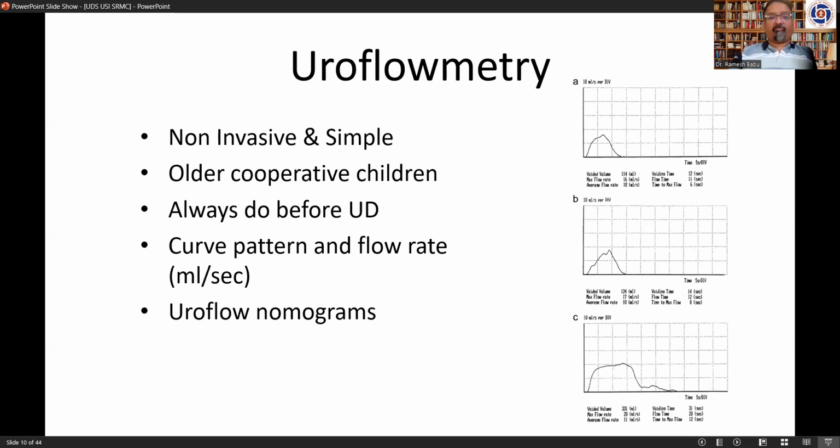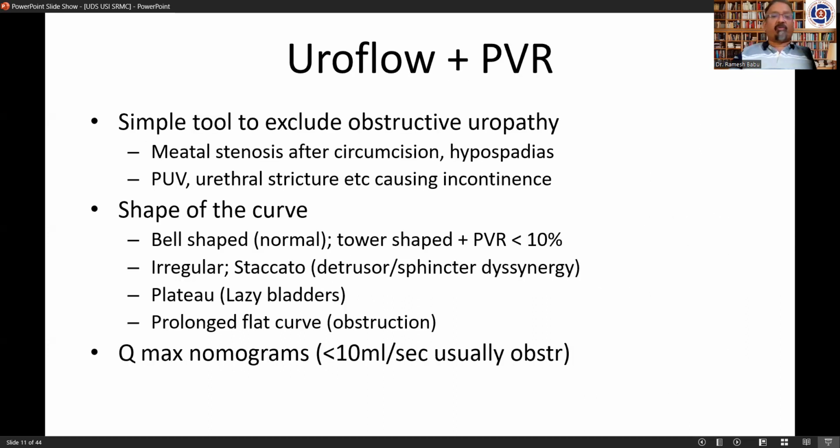And the curve and flow rate and uroflow nomogram. So all these things are useful. This is a typical normal Uroflow curve, which can be multiple types of bell-shaped curves. And you have to be aware of what is a normal Uroflow. Uroflow and post-void residual is a simple tool to exclude obstructive uropathy.